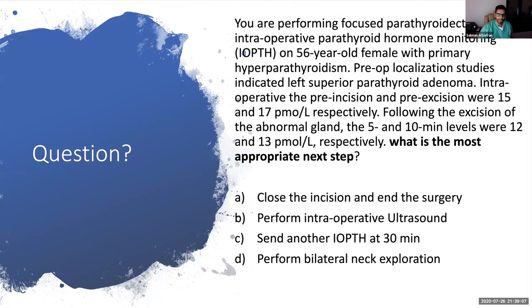You are performing a focused parathyroidectomy with intraoperative parathyroid hormone monitoring on a 56 years old female with primary hyperparathyroidism. Pre-op localization study indicated left superior parathyroid adenoma. Intraoperatively, the pre-incision and pre-excision levels were 15 and 17, respectively. Following the excision of the abnormal gland, the 5 and the 10 minute levels were 12 and 13, respectively. What is the most appropriate next step?